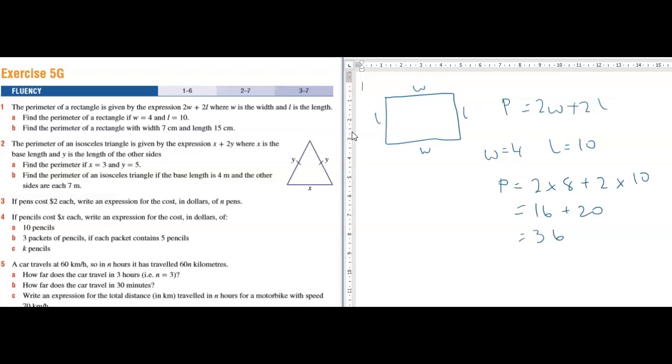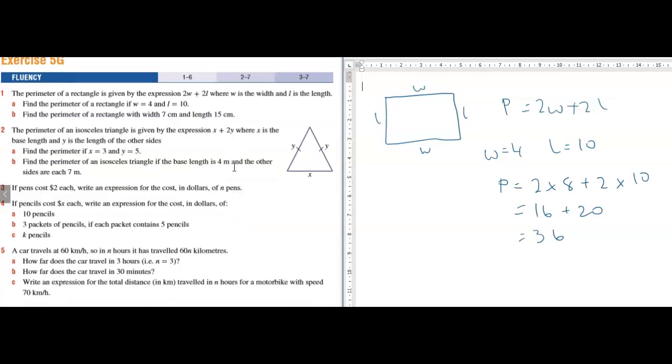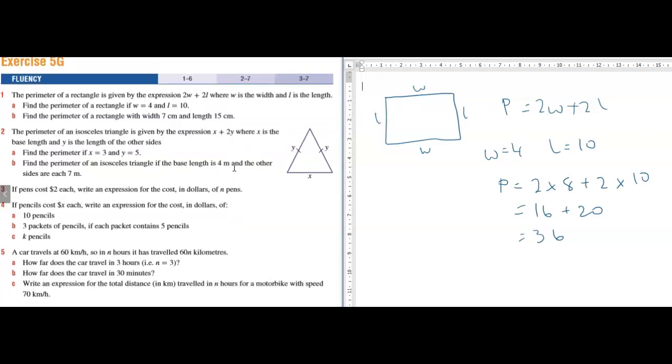Now, I want to see working like this, girls. I don't want to see just the final answer, because if you make a mistake, how would I know where you made your mistake? All right, question B is quite similar, but this time you're substituting in a width of 7 and a length of 15. So I'll leave you to do that. So you can pause, do it, and then come back to the video.